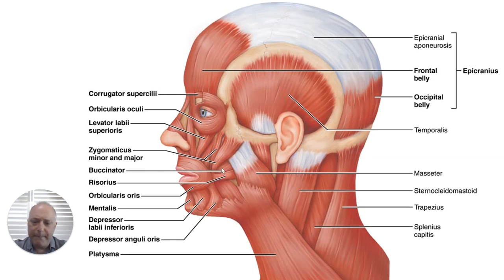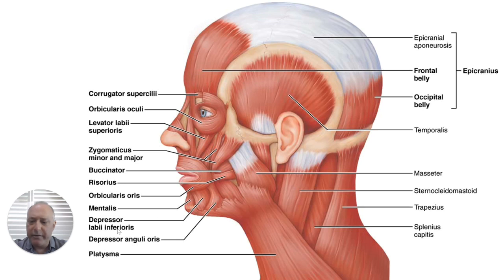This is the bugling muscle, the muscle you use when you use a wind instrument like a bugle. There's the risorius, which leads to smiling. The masseter, this is a chewing muscle. Mentalis, this is when you furrow your chin, and your mentalis will contract.